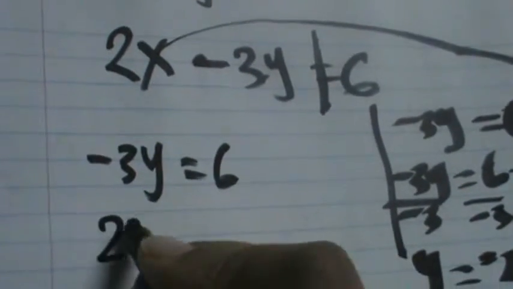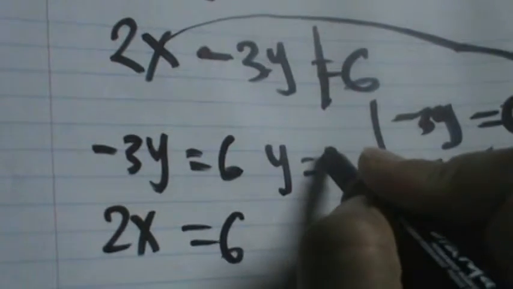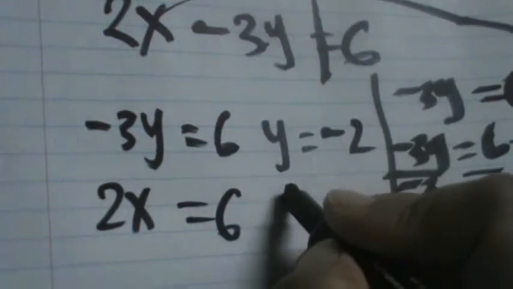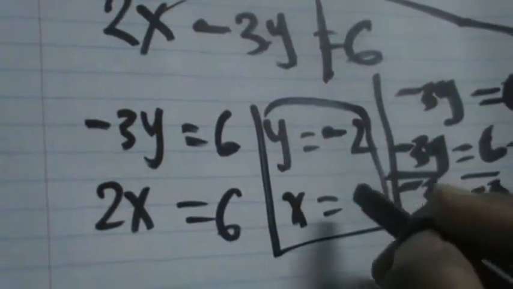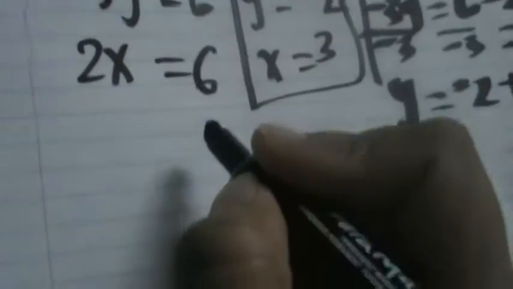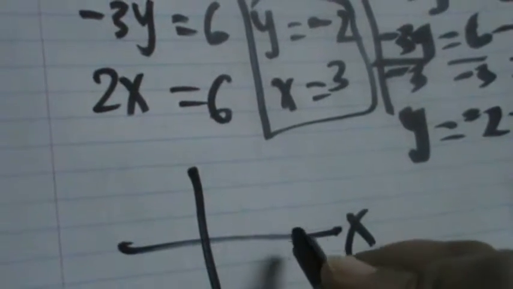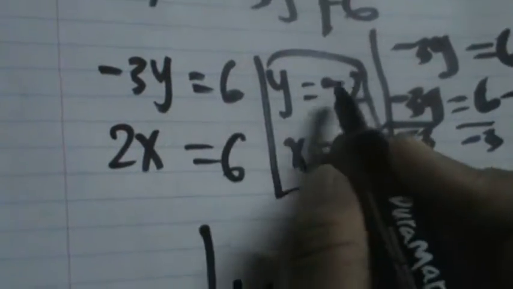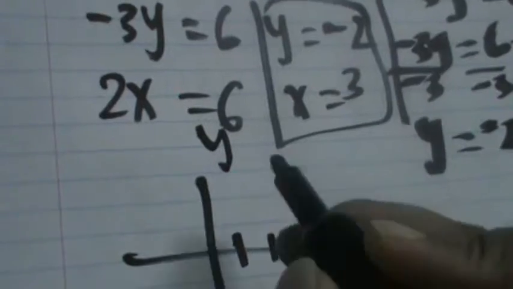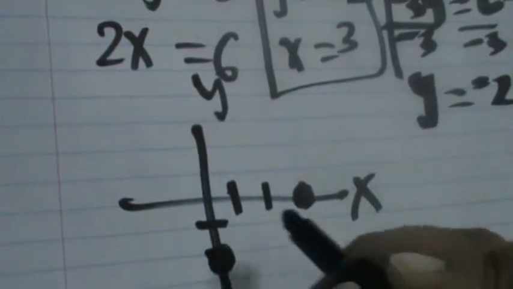So write 2x equals 6. Now what is y? Divide both sides by negative 3. Y-intercept is equal to negative 2. And x-intercept is equal to 3. Now I'm ready to graph. X-intercept goes directly on the x-axis, 1, 2, 3, and y-intercept goes directly on the y-axis, which is negative 2, so go down 1, 2 on the y-axis, and you have your line.